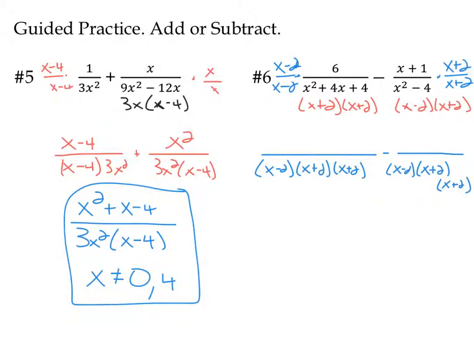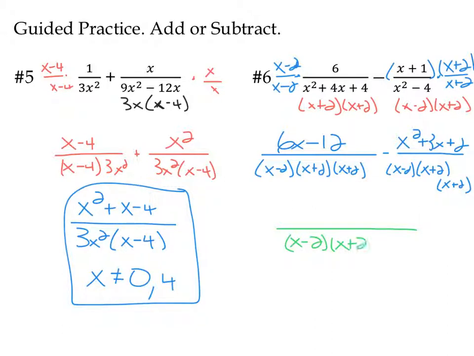Now, in our first fraction, we're going to multiply x minus 2 times 6, so 6x minus 12. All right? And then in our second fraction, we need to FOIL these. Okay, and we're going to end up with x squared plus 3x plus 2. Okay, so now we've got our common denominator. Now we can actually subtract. So when you subtract these, I'm just going to write our denominator down. It's going to be x minus 2, x plus 2, x plus 2.